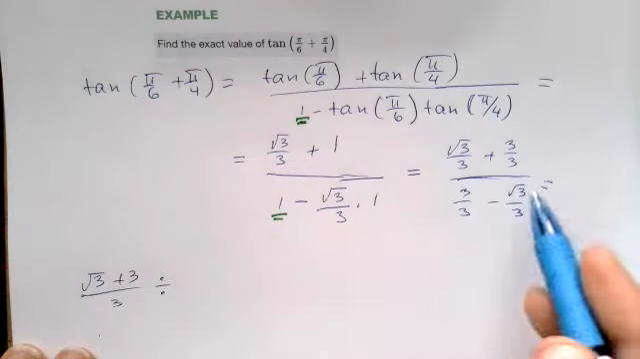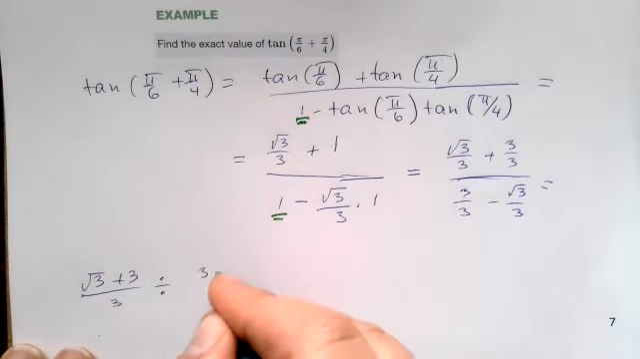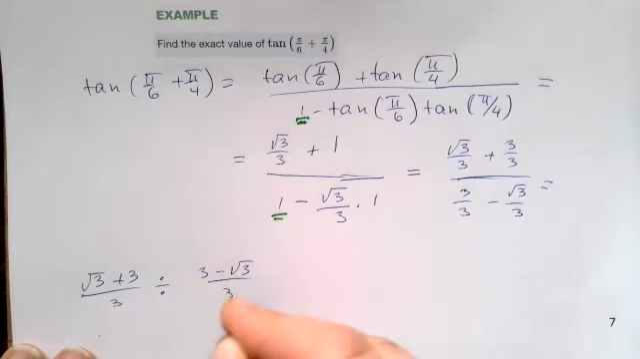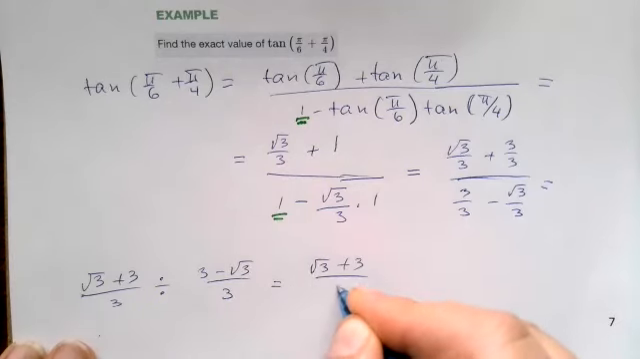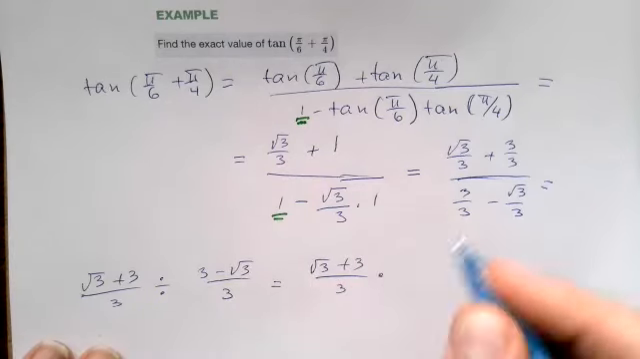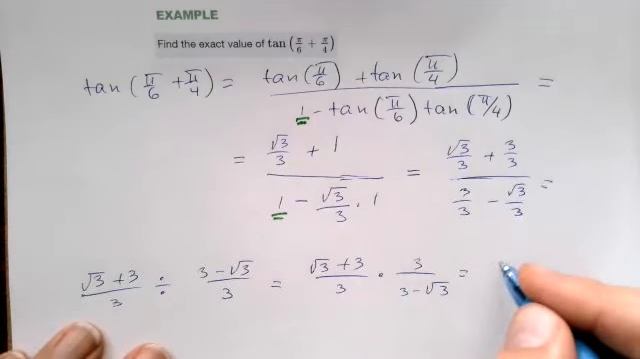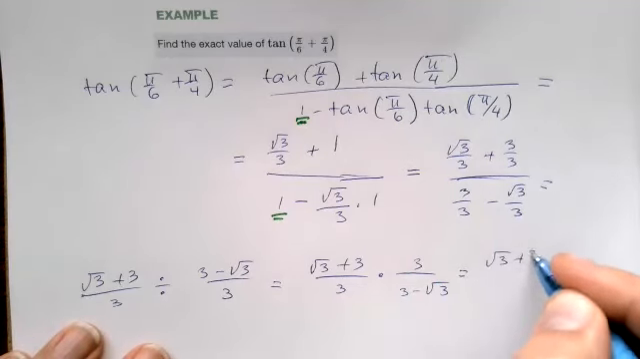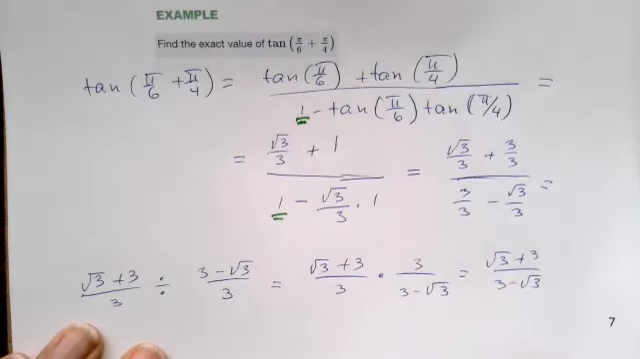And I'm going to divide it by 3 minus root of 3 over 3. When we apply the division of fractions rule, we turn division into multiplication and flip. This is what we get: root of 3 plus 3 over 3 minus root of 3.